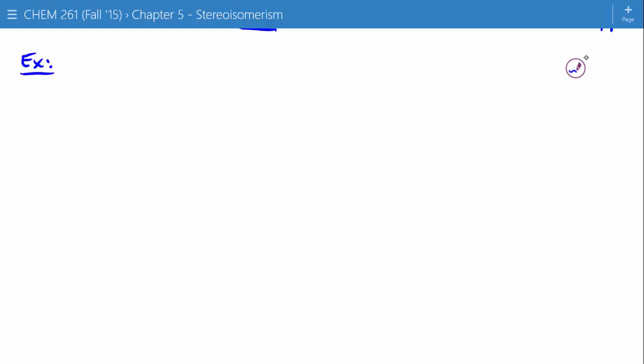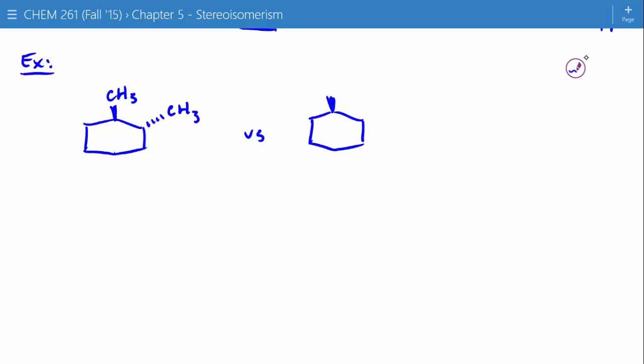The next one I have for you guys are these two molecules. Actually, shoot, let me change one thing here. I apologize. Change this to a Cl.